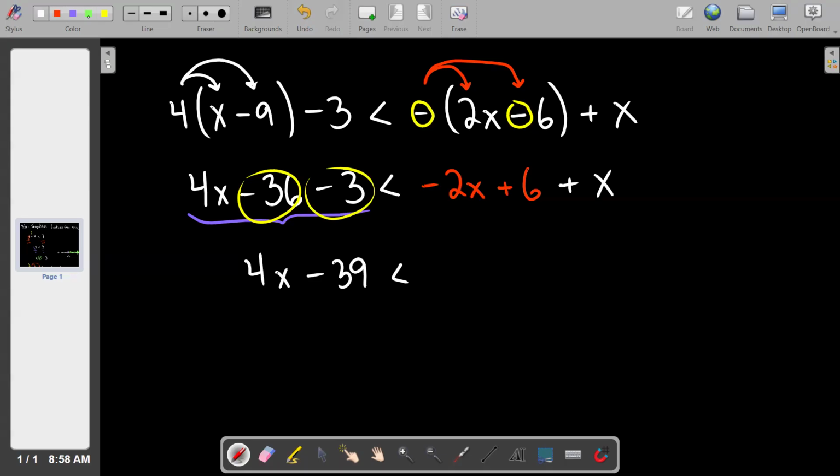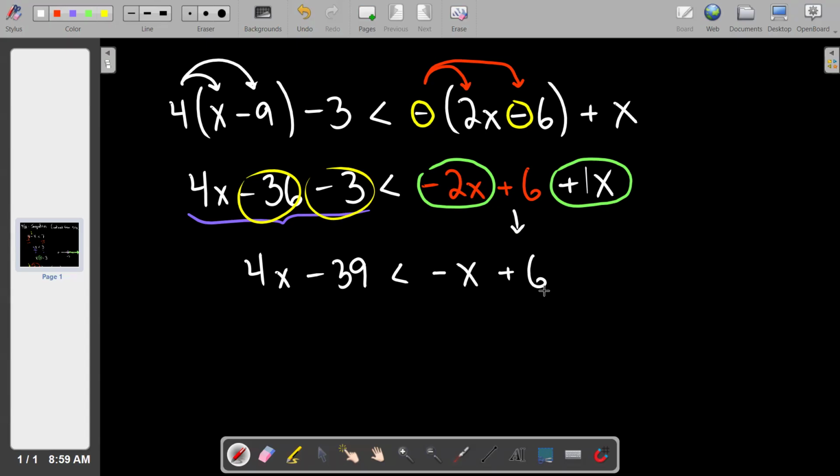On the right-hand side, my like terms are not numbers this time, they're variable terms. So, what do you get when you take -2x and add 1x? You get -1x. -2 plus 1 is still negative, of course, but it's only -1. And then I copy down the +6. Anything that didn't get used, you just copy down.